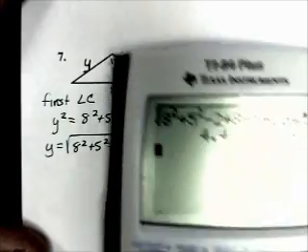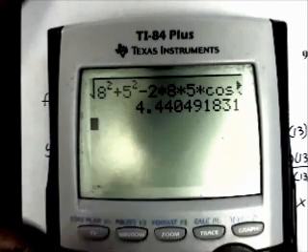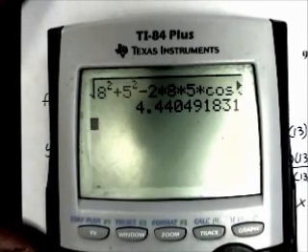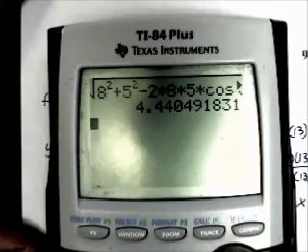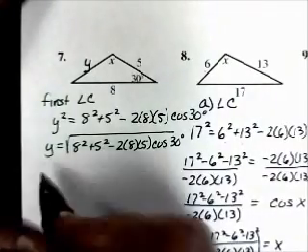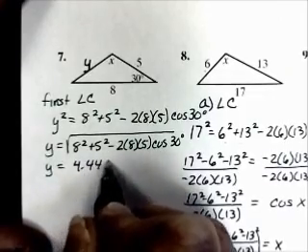All right, that's 4.4405. My final answer for x needs to be rounded to the nearest tenth, so do not round this to the nearest tenth, because this is an in-between step. It's good practice to keep 4 decimal places. So we're going to say that y equals 4.4405.